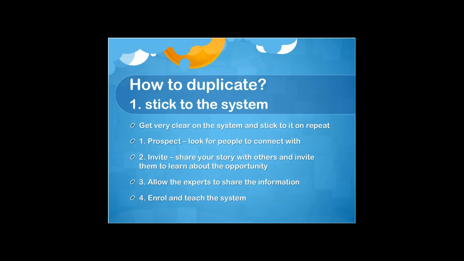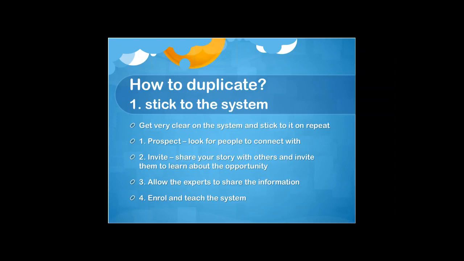The next step is to allow the experts to share the information. So this is not your cue to start talking about stem cells and to start talking about the compensation plan. This is really overwhelming and off-putting to people. All you've done is listen, ask questions, shared your story, and then invited them to take a look. If they say yes, then you're going to send them information. Now, the best way to do that is to pique their interest with a very, very simple, short video, and this is where the J Mobile app comes in.